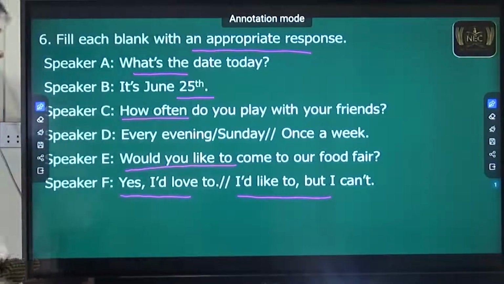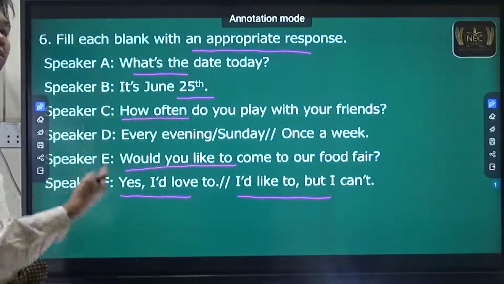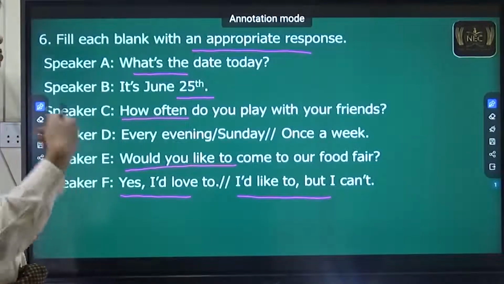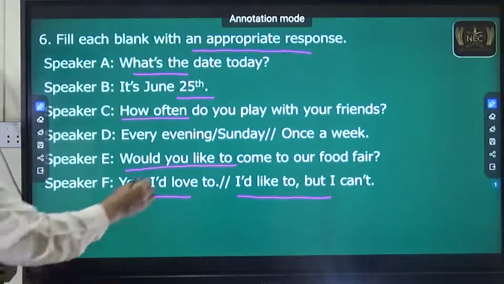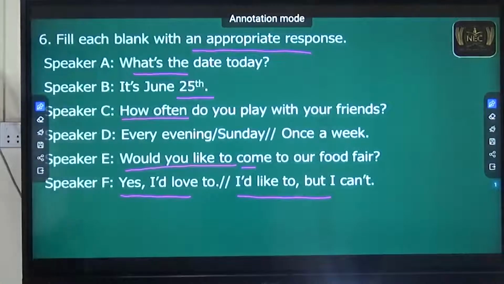Would you like to come? Would you like to come to our school concert? Would you like to come to our homage paying ceremony?